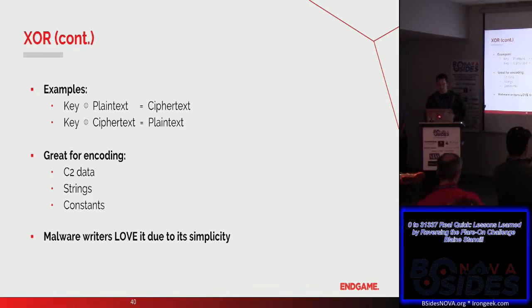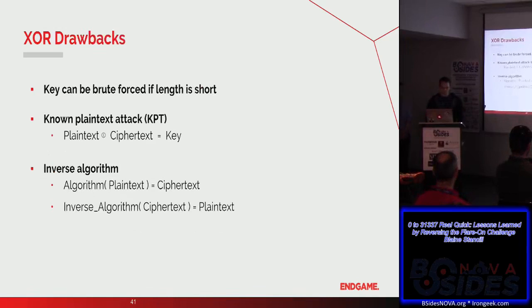Malware authors just love to use this. It's a native instruction. You can encode URL data, constants, strings, anything. They use it all the time. But it does have some drawbacks. You can pretty much brute force it if the key is short, and it's also subject to known plaintext attacks, as well as what I'm going to call the inverse algorithm. If you have an algorithm that relies on XOR, you can just write the opposite of the algorithm and undo the ciphertext pretty easily. And we have a quick example of this.